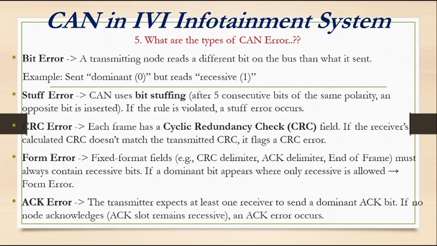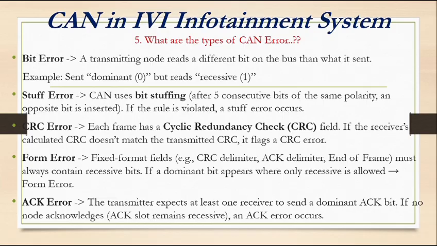What are the types of CAN error? There are five types of CAN error. First one is bit error. A transmitting node reads a different bit on the bus than what it sent. Example, if you send a dominant bit 0, but it reads as bit 1.